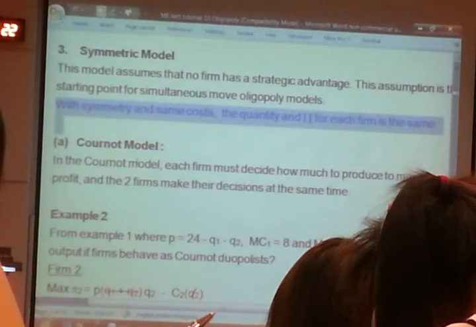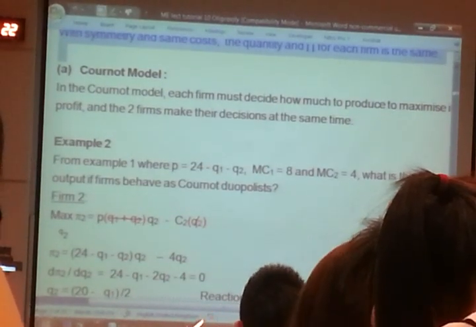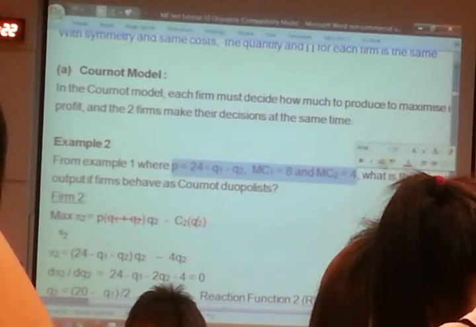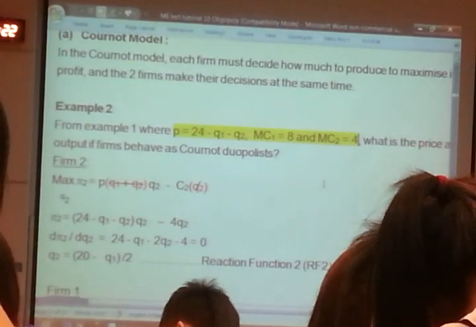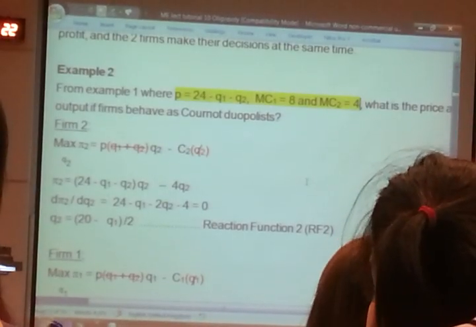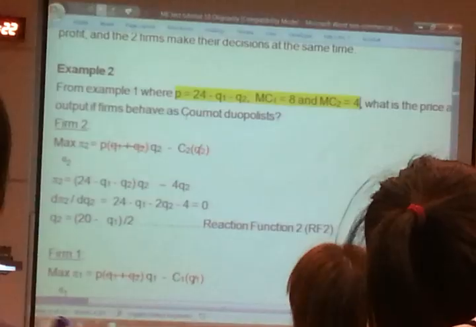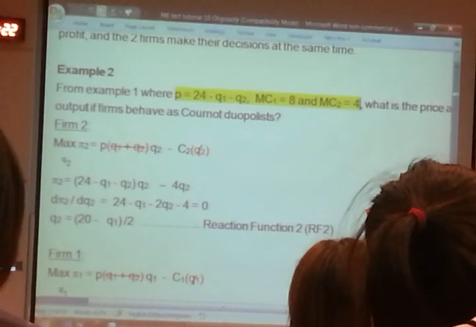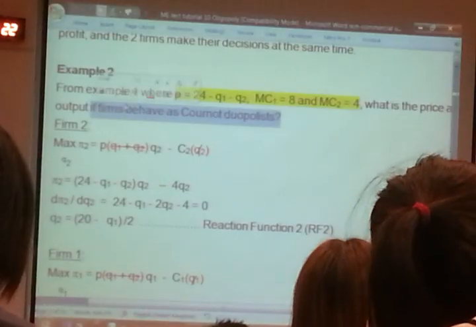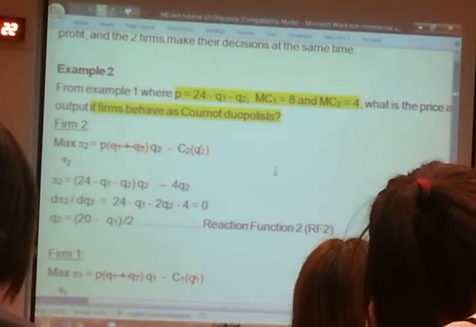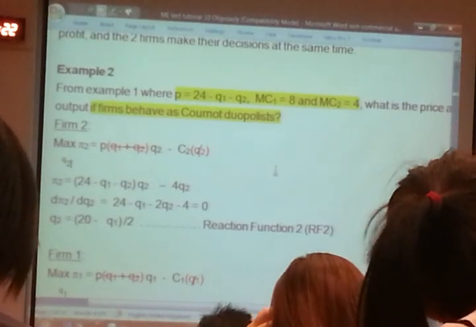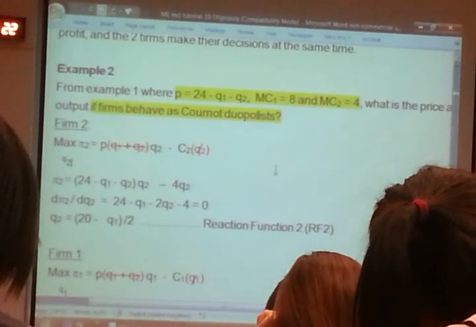Now, using back the same data, the same information from before, this duopoly is a Cournot duopoly. What's the equilibrium? They are not staggered now. We have a Cournot duopoly. How to find the Cournot equilibrium?